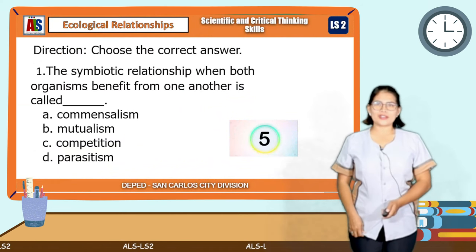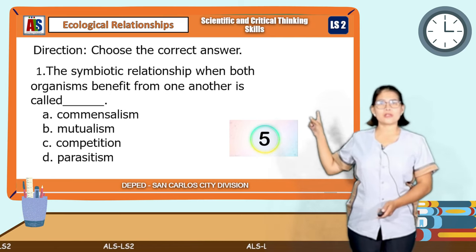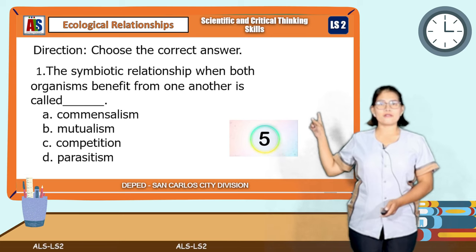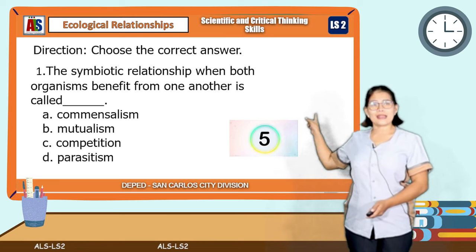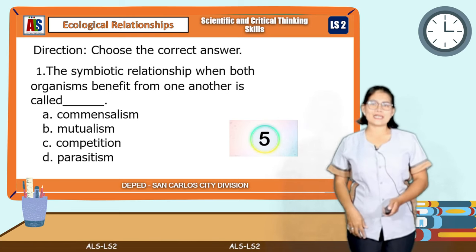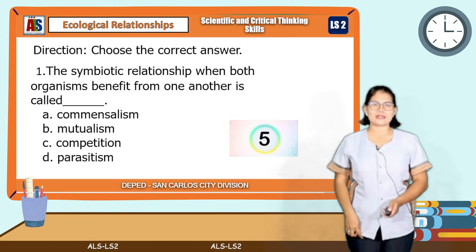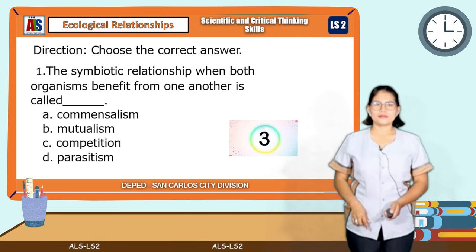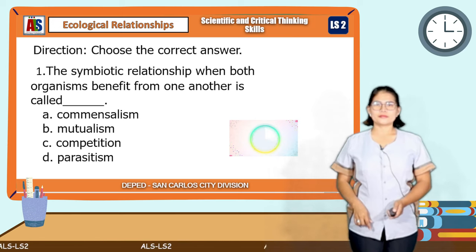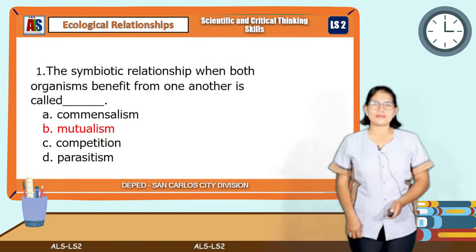Direction: choose the correct answer. For question number one, the symbiotic relationship when both organisms benefit from one another is called, is it letter A, commensalism, letter B, mutualism, C, competition, or D, parasitism? You only have 5 seconds to answer. Time start now. Okay, if your answer is letter B, then you are correct.